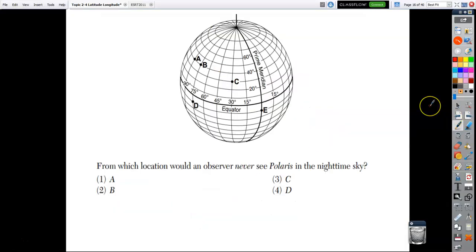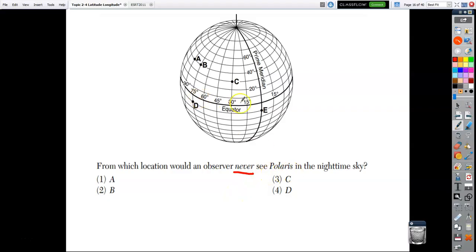This was a question, actually it was just on, well, the last, I guess, Regents that was given prior to COVID, which was the January 2020 was the last test given, because the June one was canceled, August was canceled. Anyway, they gave them a map, or a globe, with some locations, A, B, C, D, E. It said, from which location would a person never, and see, they stressed it in italics, never see Polaris.